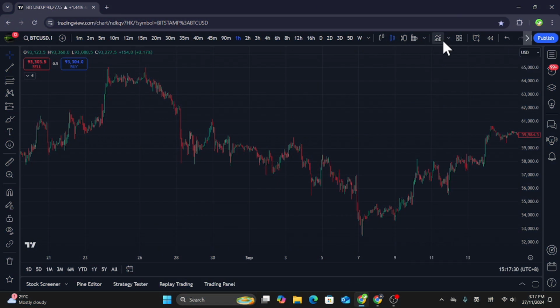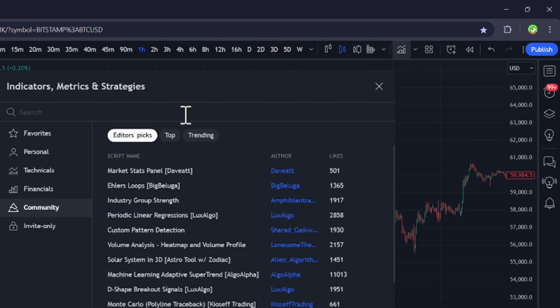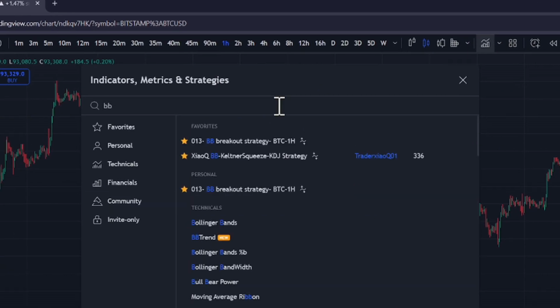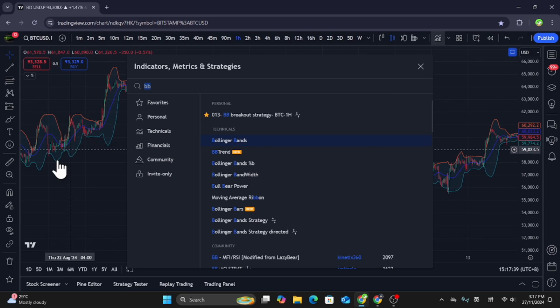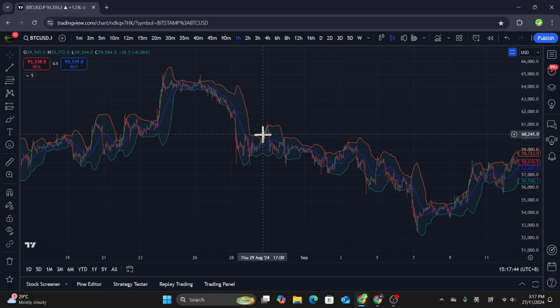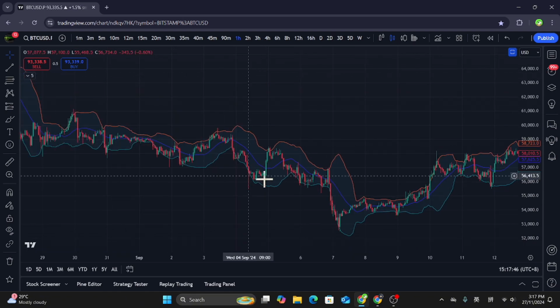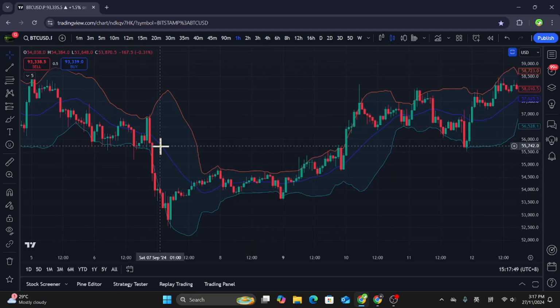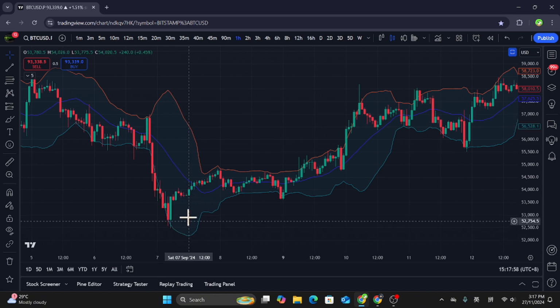To get an overview of what Bollinger Bands look like, let's dive into the charts. The first thing is you need to go to the markets indicators and strategies here, and then just type BB for Bollinger Band. The first one will be the Bollinger Band. Yeah, so this is how a Bollinger Band looks. Generally, Bollinger Band consists of 3 components. The middle one is the simple moving average. The upper part is the upper threshold, or so-called upper Bollinger Band. The lower one is the lower Bollinger Band.